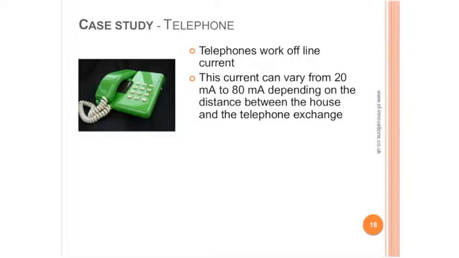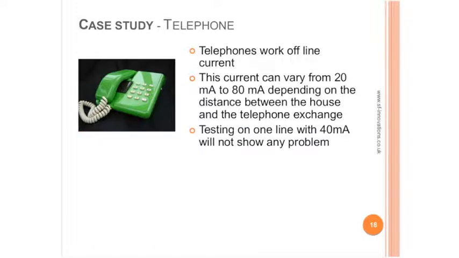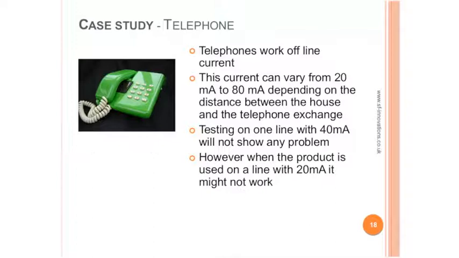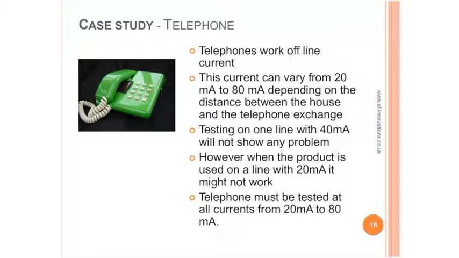I've seen quite a few telephones which are functionally tested on somebody's line, and the assumption is, oh great, it works. But when it goes out in the field, mass-produced, if it hits a line where the current is only 20 milliamp, it'll stop working and then cause a lot of headache for the person who is charged to fix it. So I only take this as an example of making sure that the product is fit for purpose.